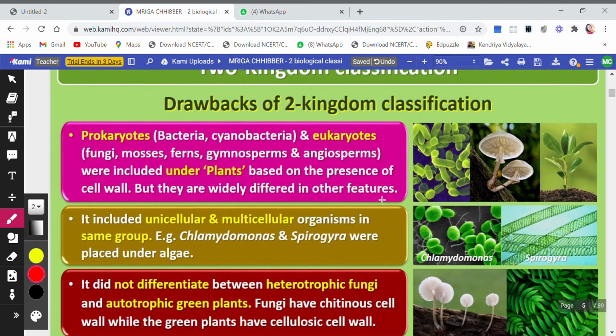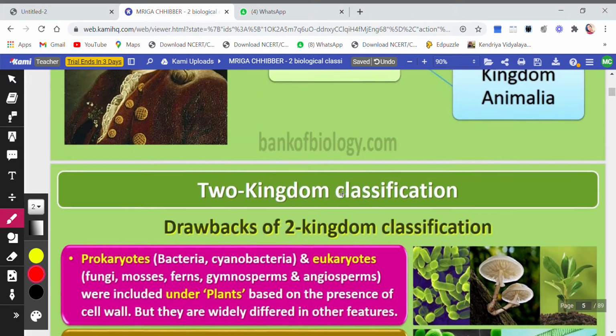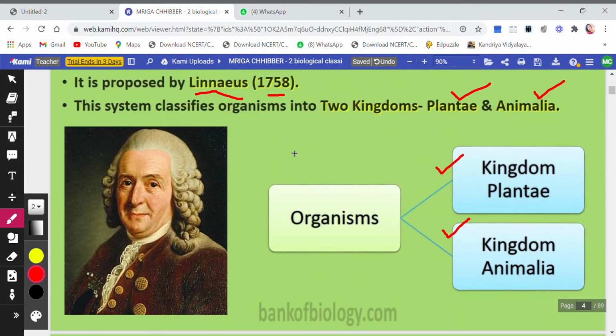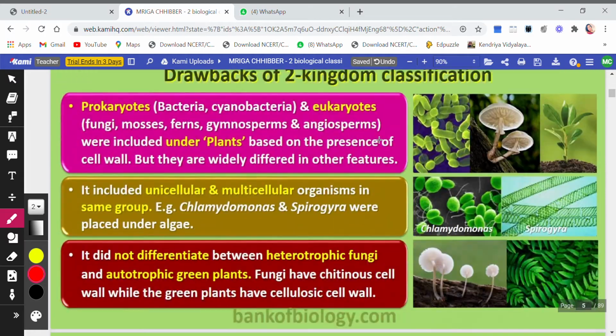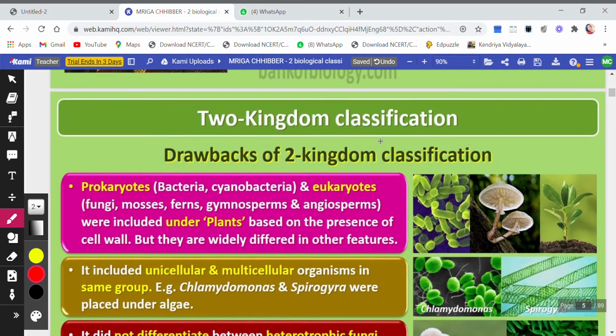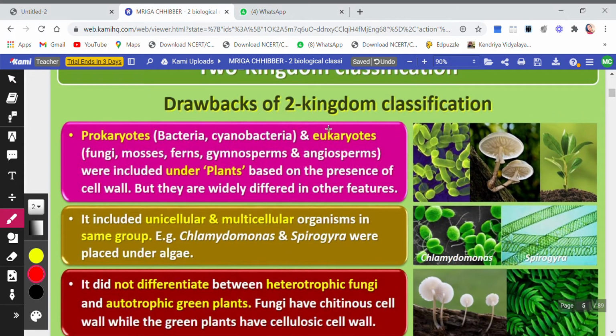Now here in the two kingdom system, why is this system not considered today? Because we know that in the present era we follow the five kingdom system. That means this two kingdom system was rejected. Now why was it rejected? There must be a few drawbacks here. So let's see what the drawbacks are.